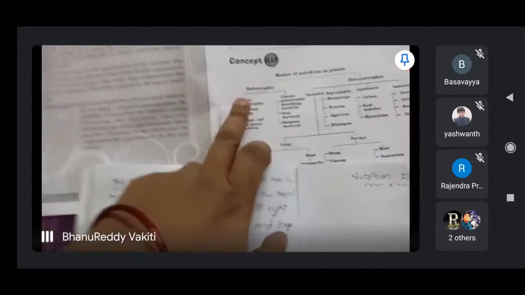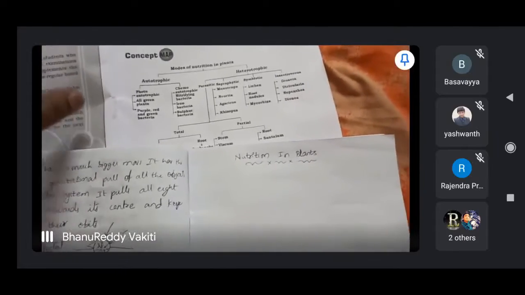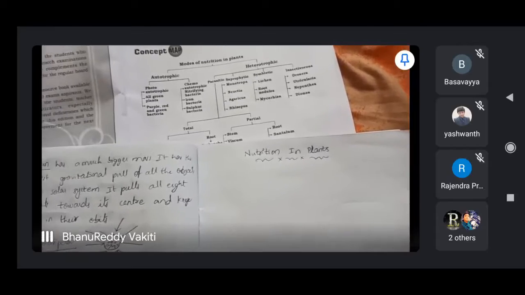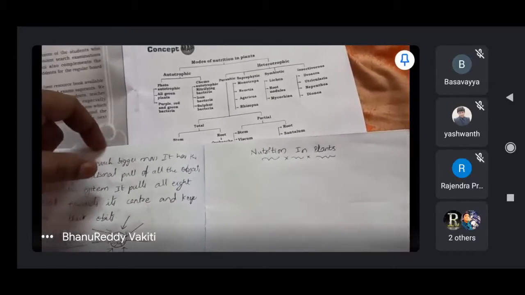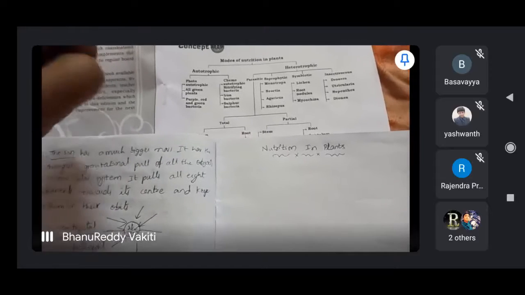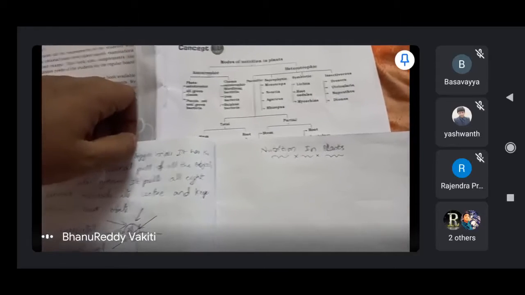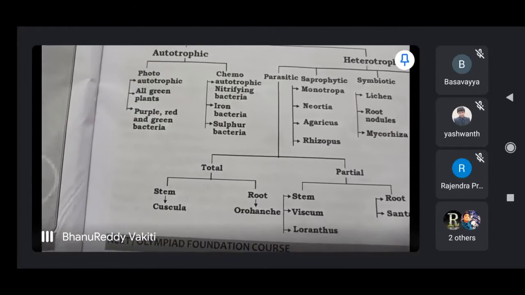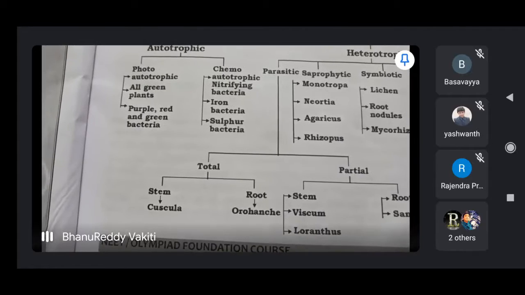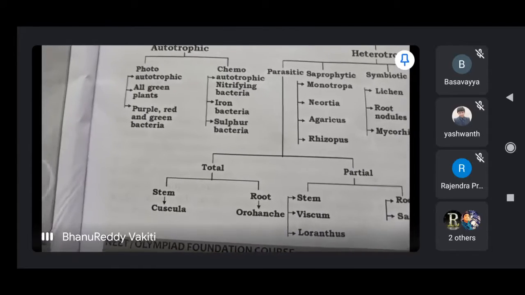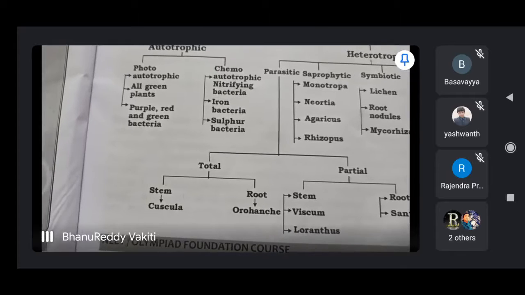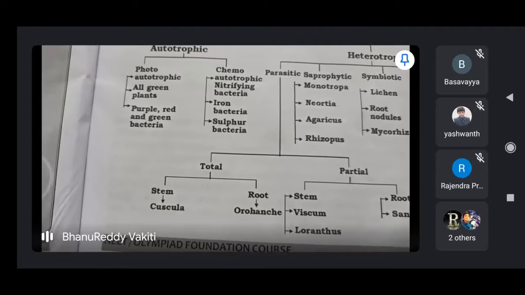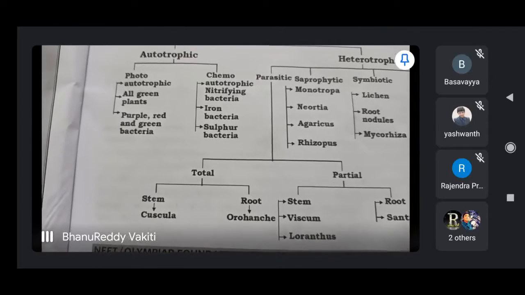Here autotrophic means only plants which are participating in the photosynthesis process and getting their own food, and they are not taking food externally. Excretion, that is chemical reaction only. How we are getting curd from milk, that is chemical. And coming to autotrophic: all green plants, and purple, red and green bacteria, these all are participating in photosynthesis. So these are autotrophic related things.